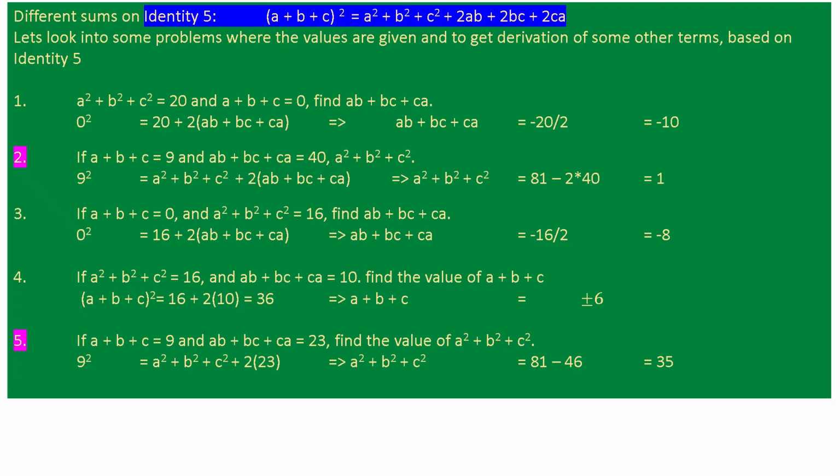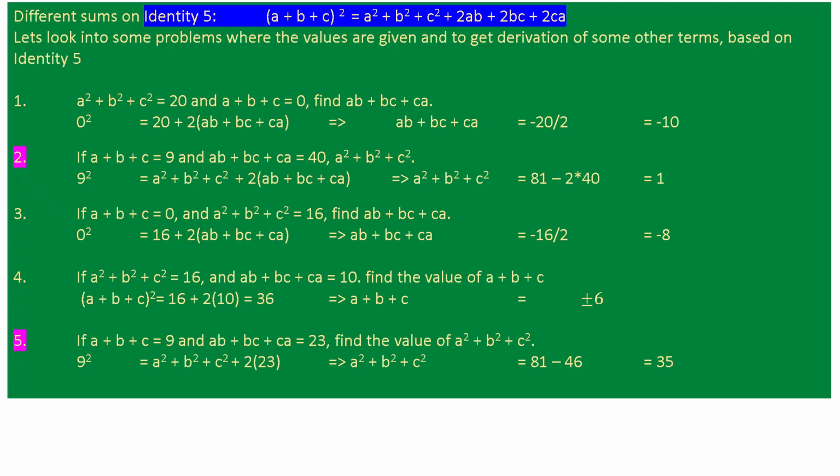It is a square, but the asked value is not a square. It's just a plus b plus c. So we need to remember to find the square root of the value or the resultant that is obtained after substituting, and remember to put a plus or minus symbol to the final value so that you will get the value of a plus b plus c.